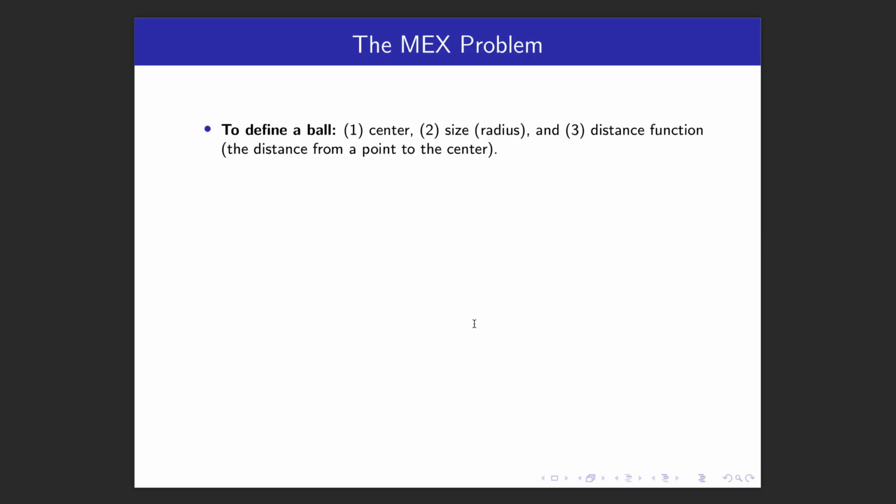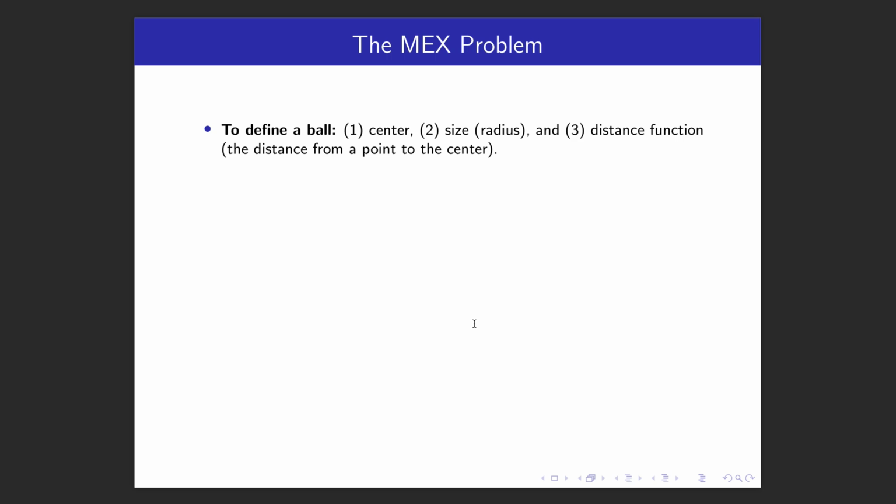Okay, so finally we consider generalizing the idea. For the MEB problem, when we define a ball in the space, we have three components. The center, which is the ball center, and the size, which is the ball radius. And also we have the distance function, which is the distance from a point to the center. Basically, for any point, we can define the distance function from this point to this ball, which is the Euclidean distance from the point to the ball center.